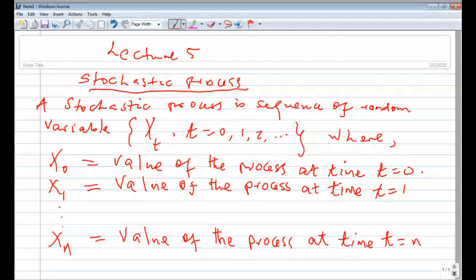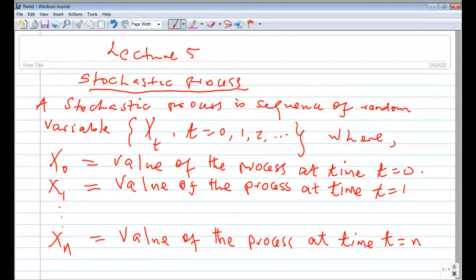So this is how we define the stochastic process. It's a sequence of random variables Xt ranging from 0 up to infinity, where X0 is defined as the value of the process at time t equal to 0. X1 is the value of the process at time t equal to 1. And Xn is the value of the process at time t equal to n. Okay, I think it's clear. Now, how do we define the mean, the variance, the covariance under a stochastic process?